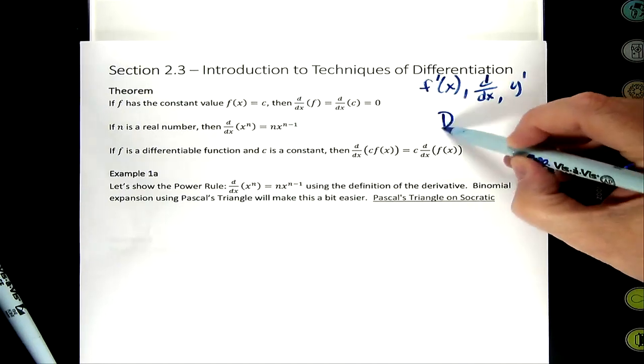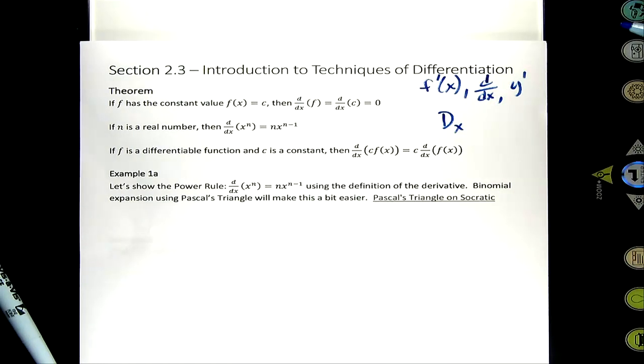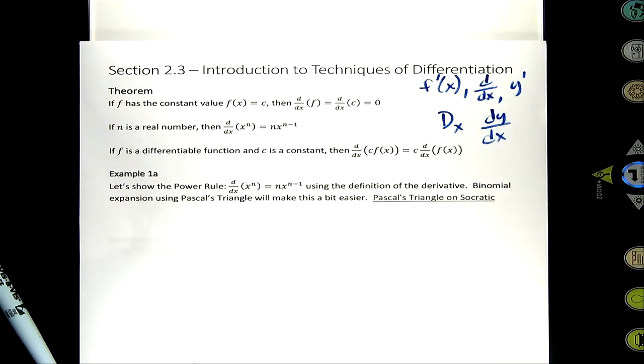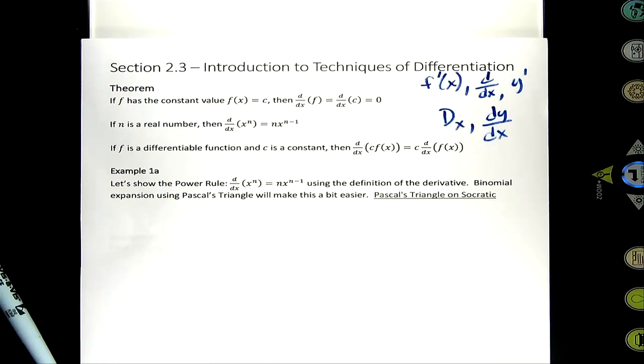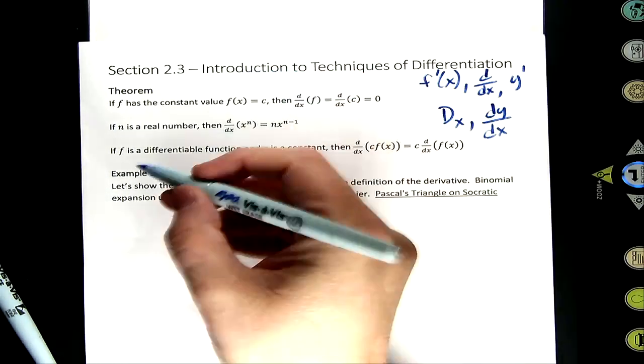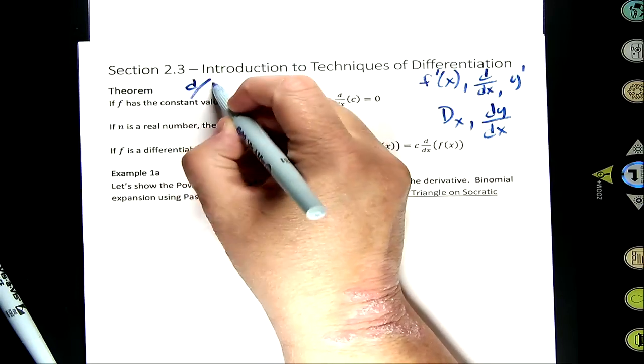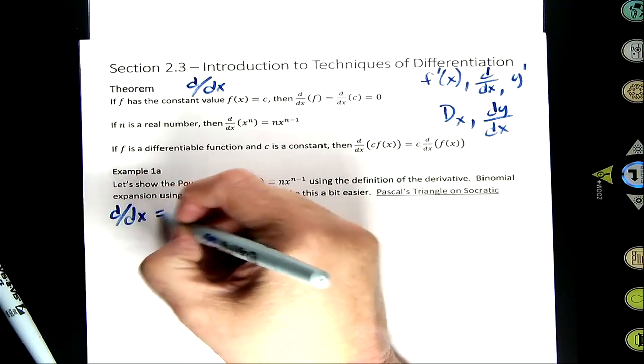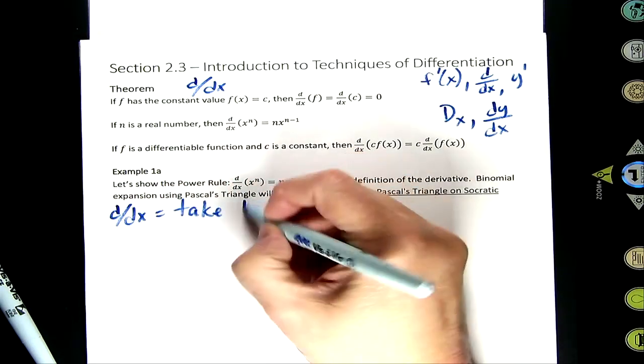I've seen dx. What else do we got? dy dx. There's a whole bunch of ways of marking notation. So the d dx, d over dx, means take the derivative with respect to x.